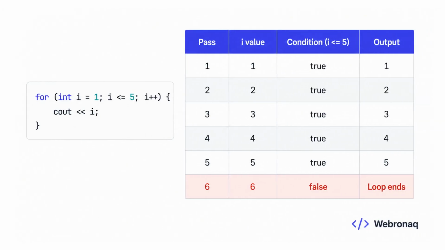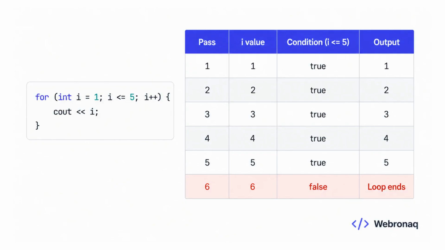Here is the interesting part. Let's trace through a real example together. This loop starts i at 1 and runs while i is less than or equal to 5, incrementing i each pass. Pass 1. i equals 1. The condition is true. We print 1. Then i becomes 2. Pass 2. i equals 2. Condition is still true. We print 2. Then i becomes 3. This continues through pass 5. We print 5. Then i becomes 6.